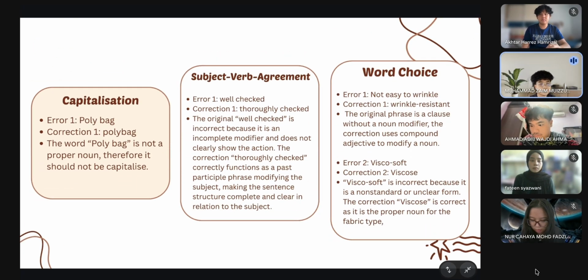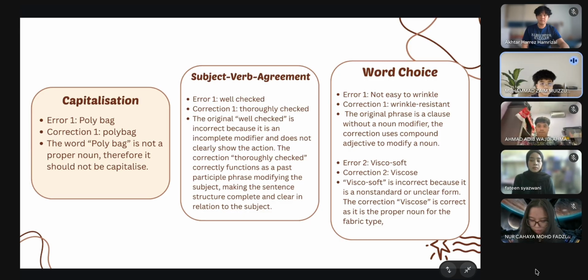Okay, the next error is capitalization. The first error is Polybag. The correction should be polybag, only as a single word. The word polybag is not a proper noun, therefore it should not be capitalized. And other than that, we also found subject-verb agreement, or we also say SVA.